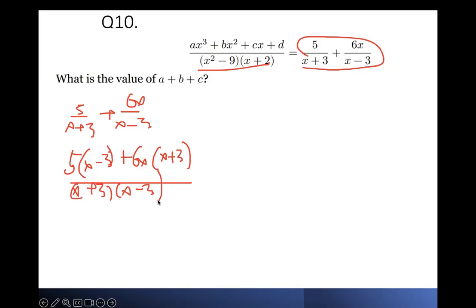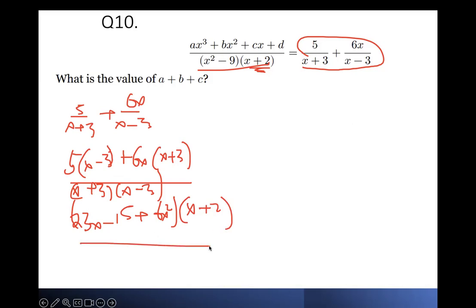If you open the bracket, you'll be left with 23x minus 15 plus 6x squared. This has to be multiplied by x plus 2 in order for the denominator to be cleared. So this is the equation now you have. You have to turn this into that. It's a long equation, but when you simplify, you got to multiply 23 times x, 23 times 2, 15 times x, 15 times 2. You will simplify it and it will turn into a different equation for you.